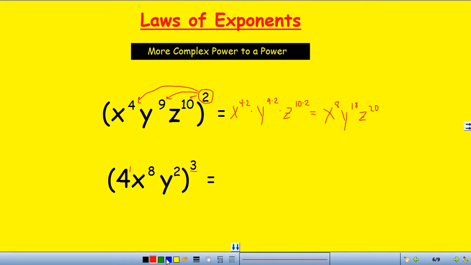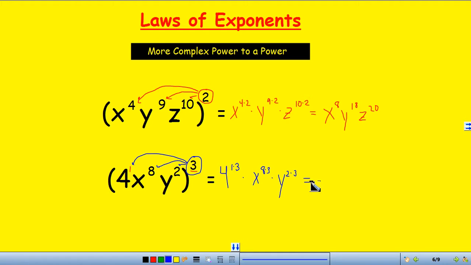So whenever we take this 3, and we're going to distribute it to everything on the inside of our parentheses, raising a power to a power, we have 4 to the power of 1 times 3, times x to the power of 8 times 3, times y to the power of 2 times 3.